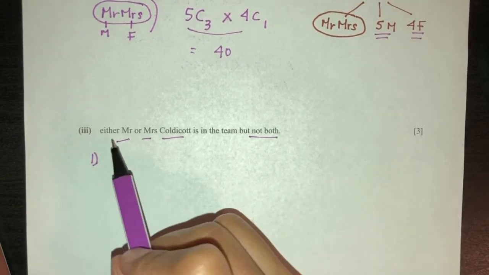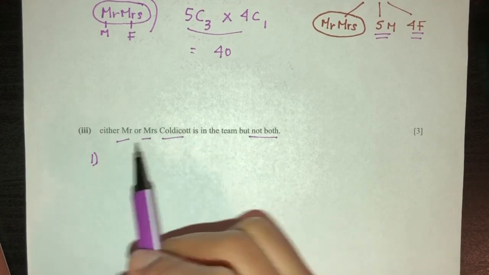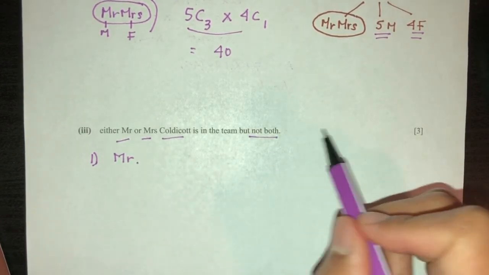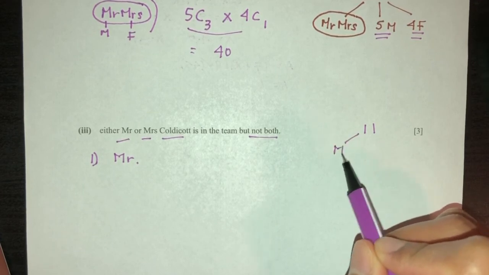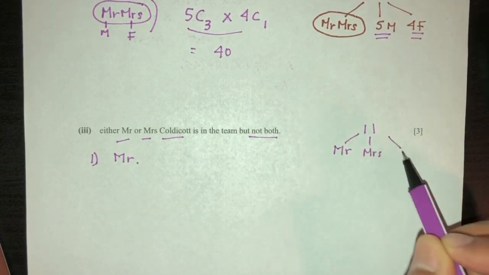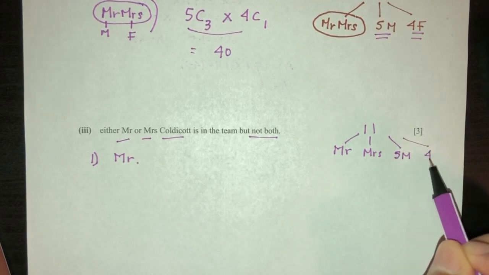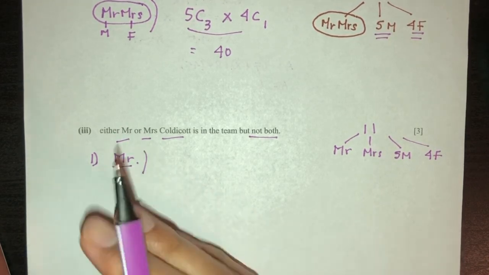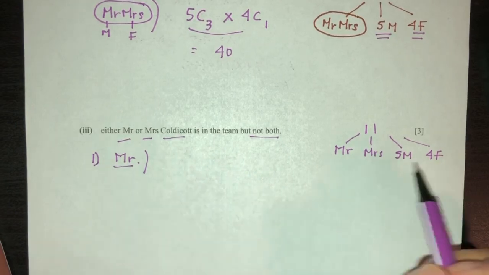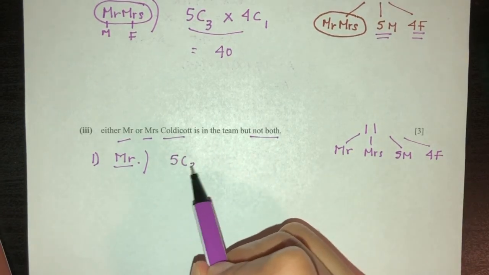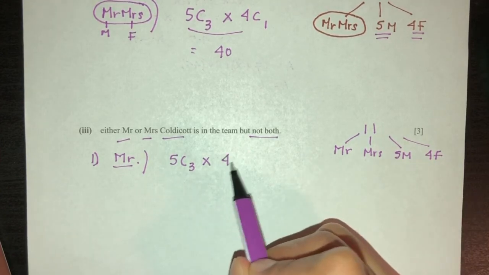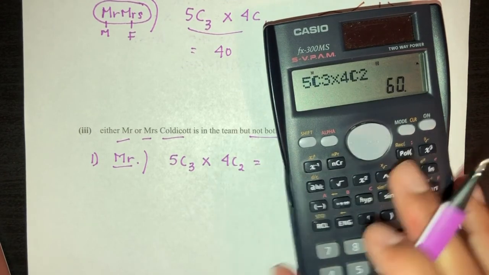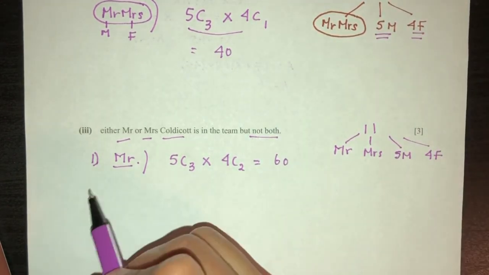So first one, you can say either Mr. or Mrs. Caldecott is in the team. So first one, let's say Mr. is in the team. Okay, so that's case number 1. So remember, we have 11 people. We have Mr., Mrs., and we have 5 sons and 4 daughters. Now if you choose Mr., that is 1 male already, that is outside, right? We choose him already, we assume he is already taken. Now from the rest of the males, 5 males, we can choose 3, and from the 4 females we can choose 2. That is one of the cases. So 5 choose 3 times 4 choose 2. That will be 60.